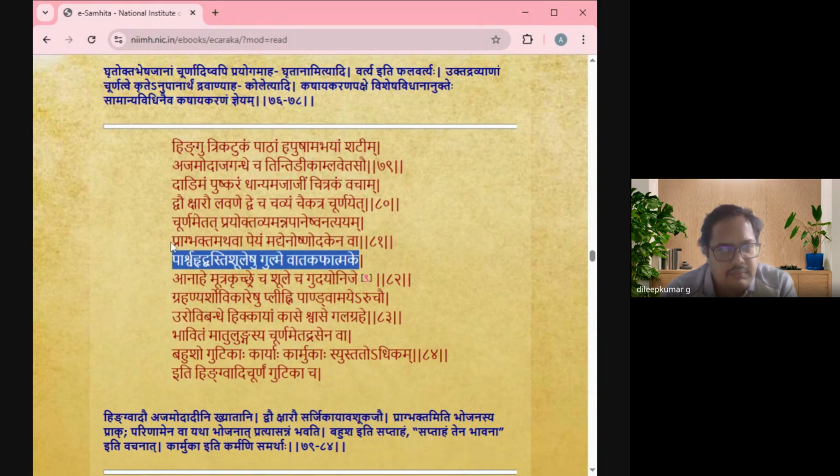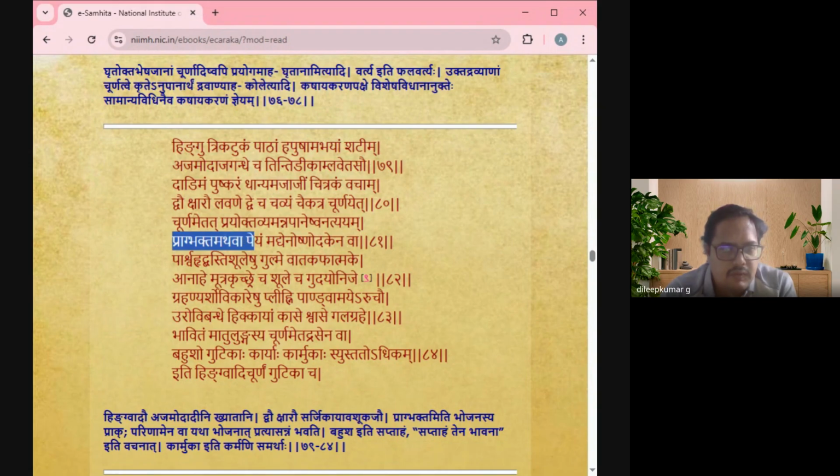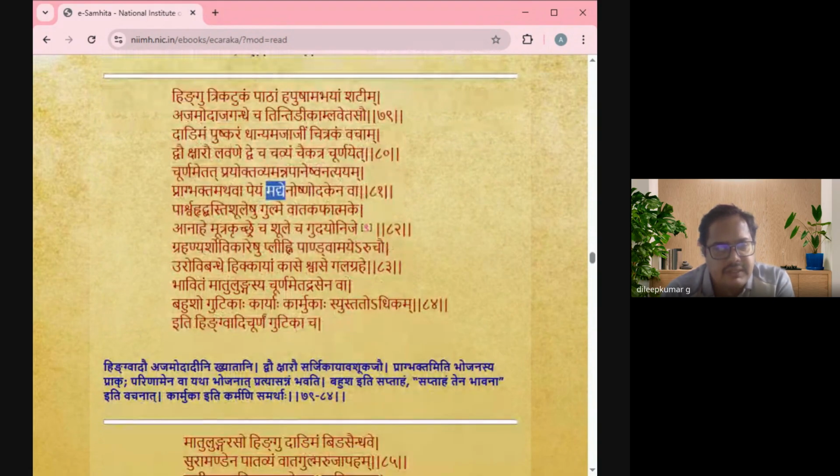Prag Bhaktam means just before food it should be taken, or in the first morsel it can be given, or it can be taken with Madhya or Ushnodakena. This is the Anupana of Hingu Vachadi Churna. All types of conditions associated with Vata Kafaja condition in the GIT, painful conditions in the GIT.